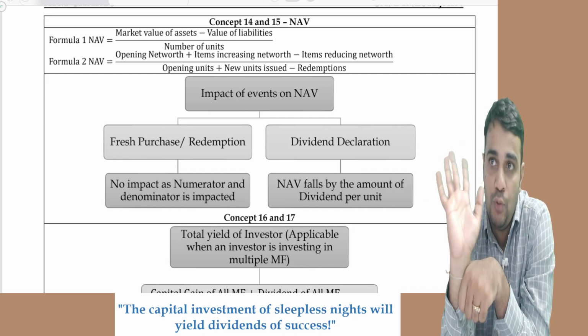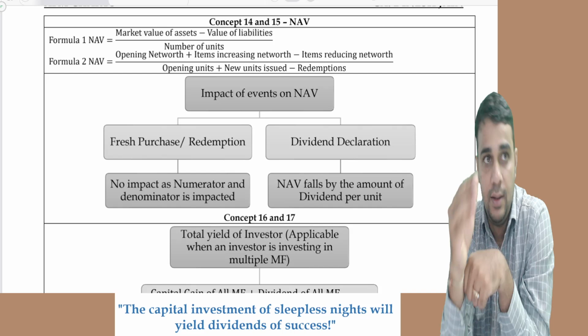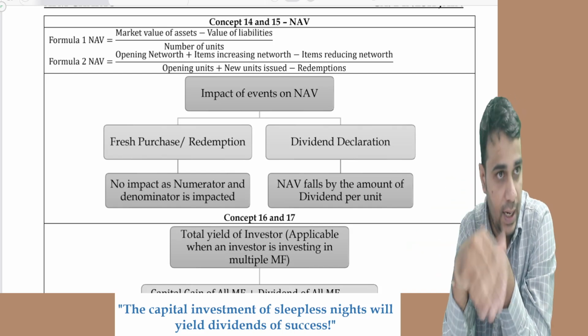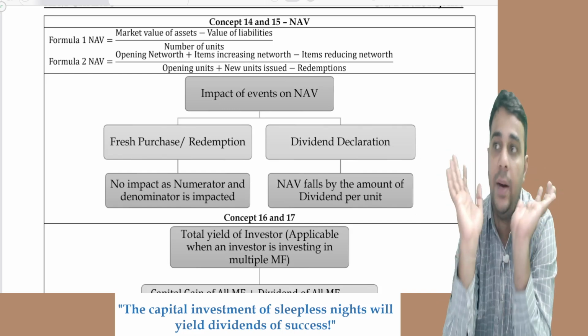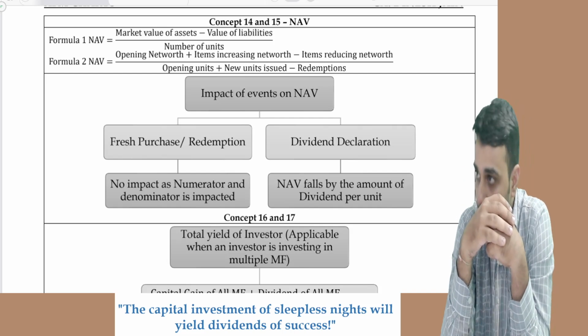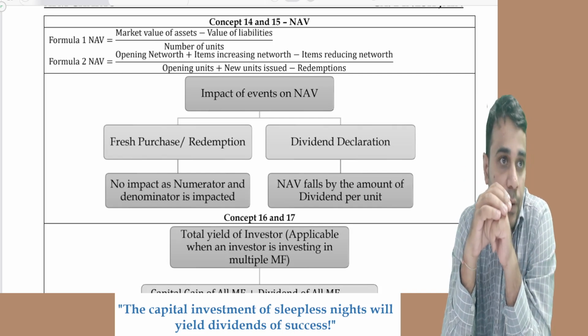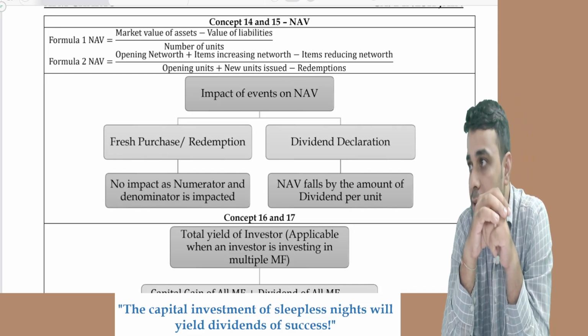On the payment date, there is no impact, because on the declaration itself it will go out. So the question says: dividend declared, NAV went down; dividend paid, NAV went down; declared now, paid later, NAV went down. NAV will go down the moment the dividend is declared, because it either adds to your liability side or is a deduction from your asset side, since the cash balance will go down or accrued dividends will go up.